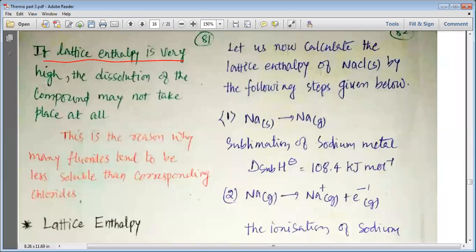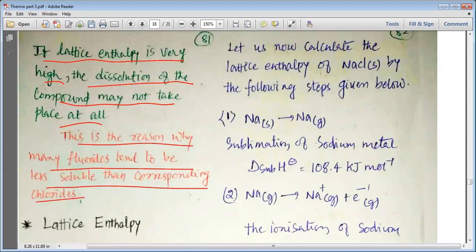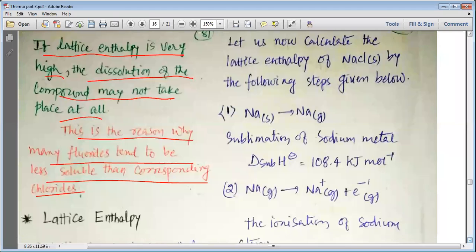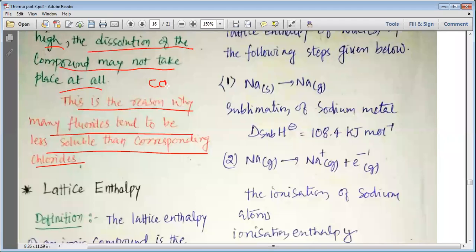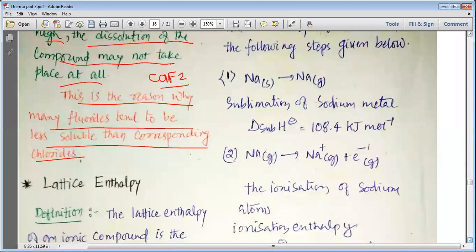If lattice enthalpy is very high, the dissolution of the compound may not take place at all. Some ionic compounds have very high lattice enthalpy, and that is why the dissolution does not take place easily. This is the reason why many fluorides tend to be less soluble than the corresponding chlorides. Fluoride compounds generally have very high lattice enthalpy, and some of them, like calcium fluoride, CaF2, are not soluble in water because they have very high lattice enthalpy.